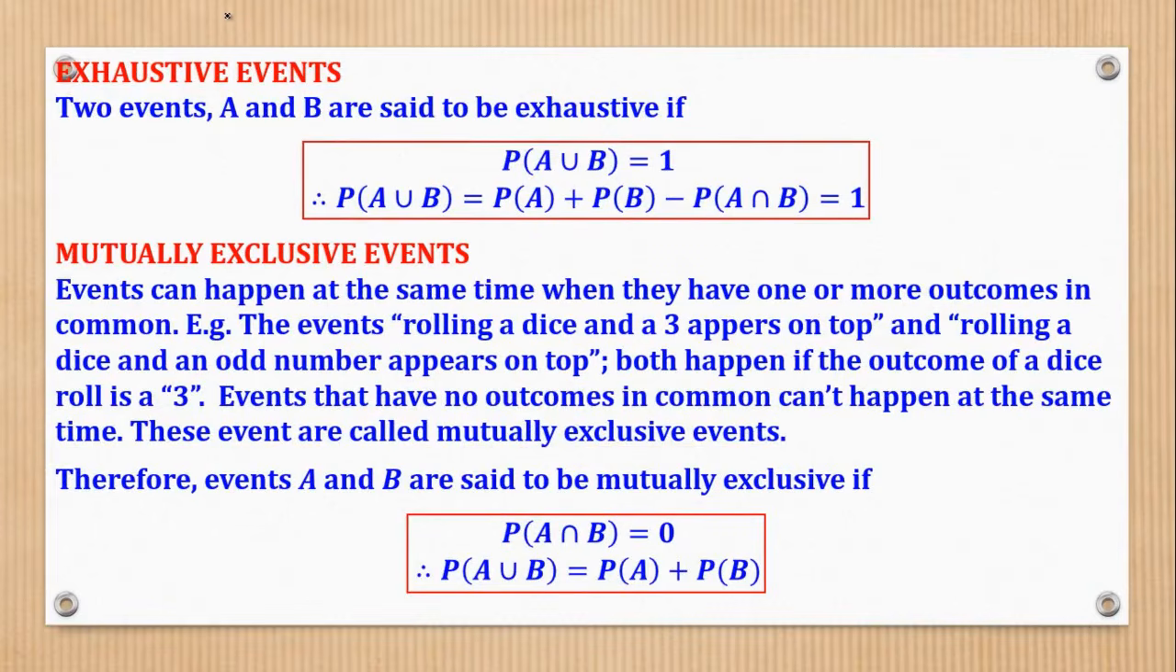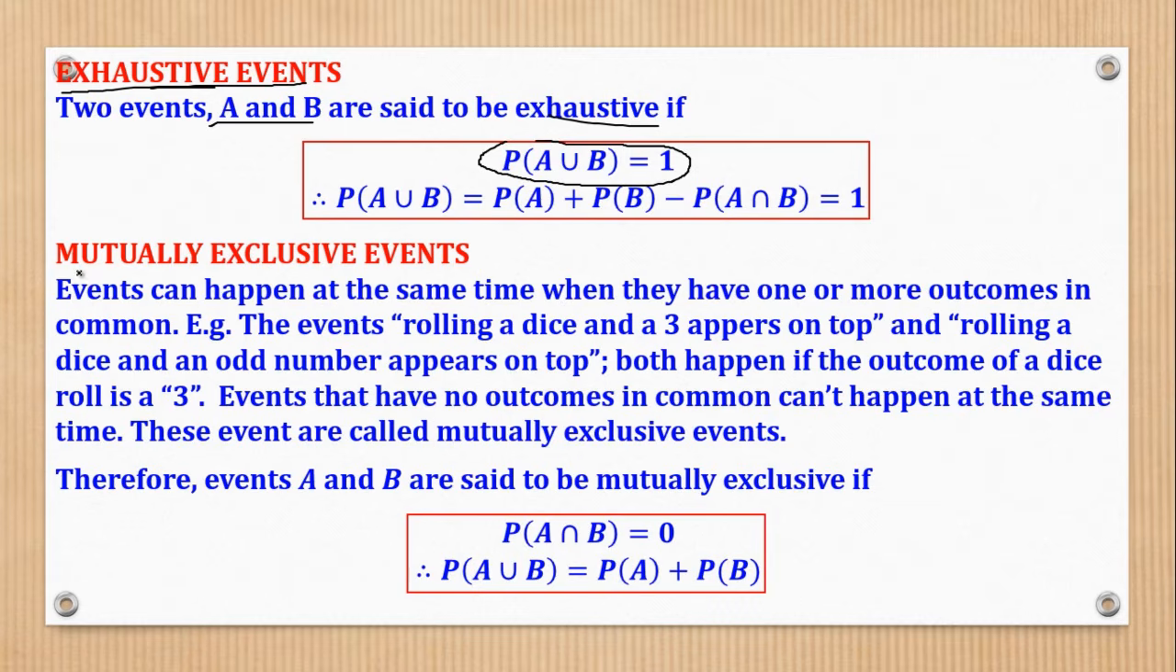So now there are some types of events which we need to know in A level. One of them is what we call exhaustive events. So when they say that two events are exhaustive, it implies that their union is equal to 1. So each time you see the word exhaustive, always remember that the union must be equal to 1. That is the condition for exhaustive.